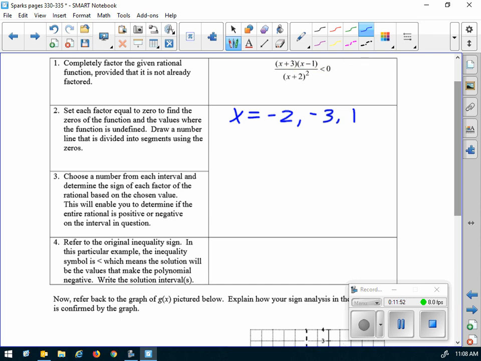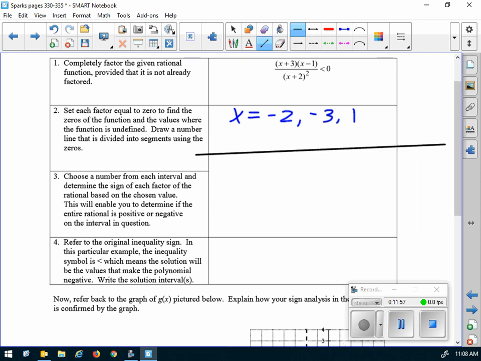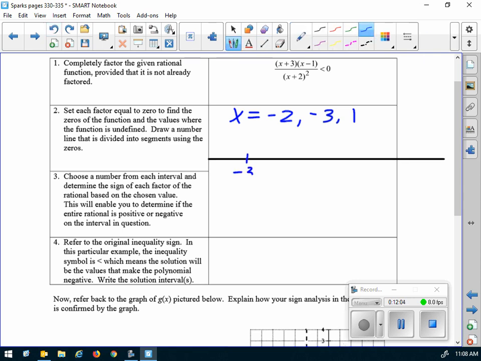Okay. Make your number line. I am not going to insult your intelligence by asking you which of those numbers goes first. I don't want to use blue. How many subintervals has the number line been divided into? 4. So we're going to have to check 4 subintervals.